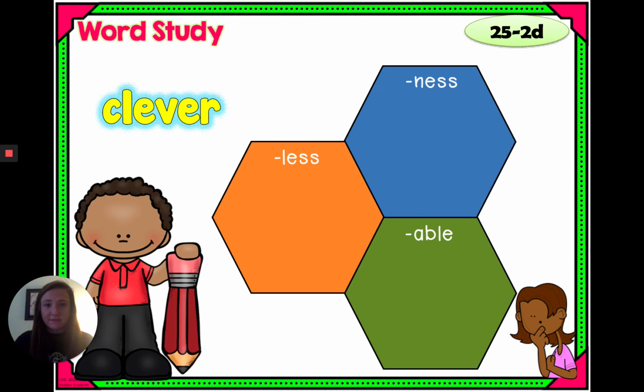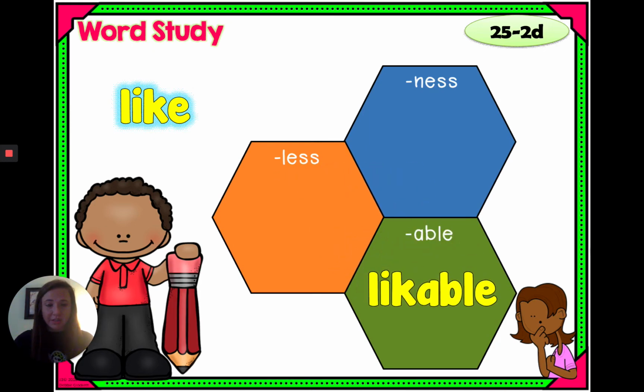Clever can change to cleverness, which is the state of being clever. Like can change to the word likable, like my students are very likable people.